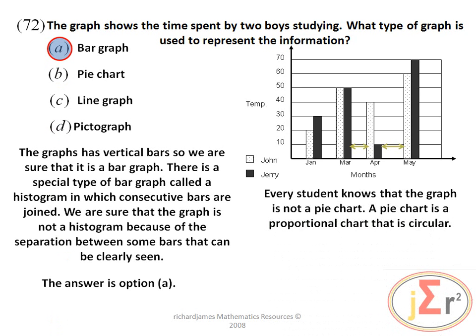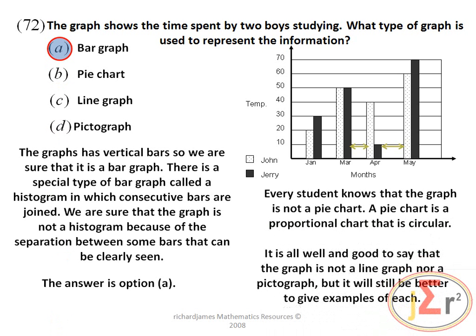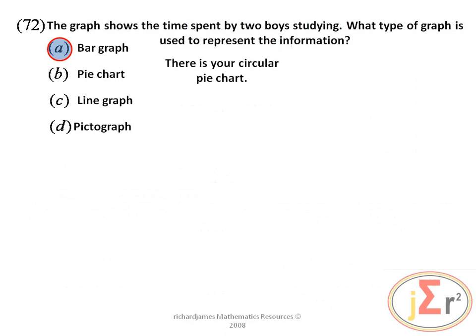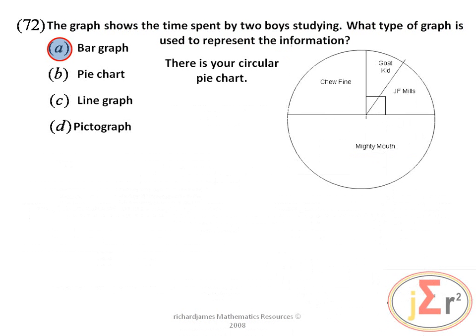Every student knows that the graph is not a pie chart. A pie chart is a proportional chart that is circular. So the pie chart is circular. It is all well and good to say that the graph is not a line graph nor a pictograph, but it will still be better to give examples of each. So there is your circular pie chart right there.